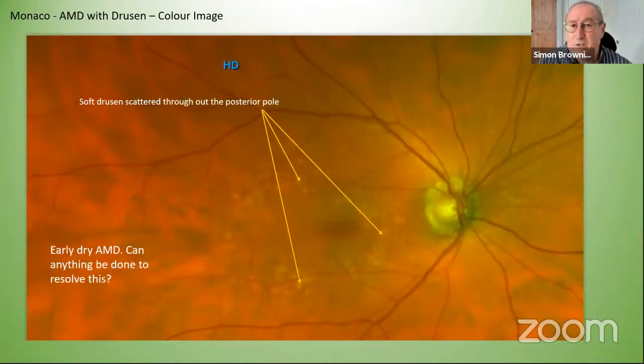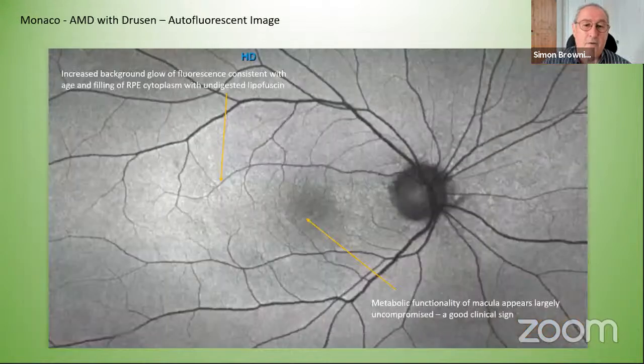Another classic case we see time and time again in our lives: scattered soft drusen throughout the posterior pole, early dry AMD. Is there anything that we can do to resolve this? I was watching a CET thing the other day that said that once drusen are there on the retina, they're there permanently and they're not going to go away. I personally happen to believe otherwise.